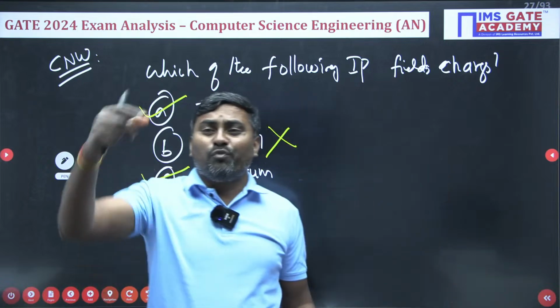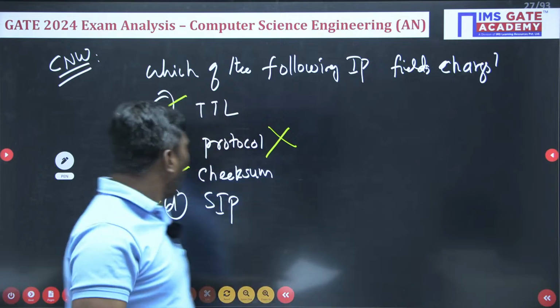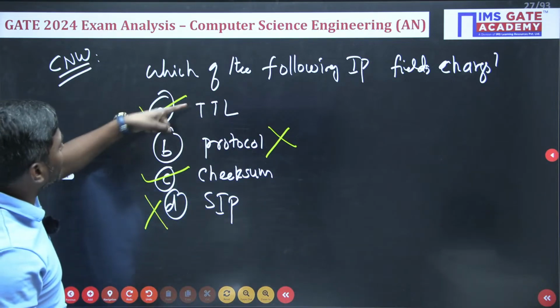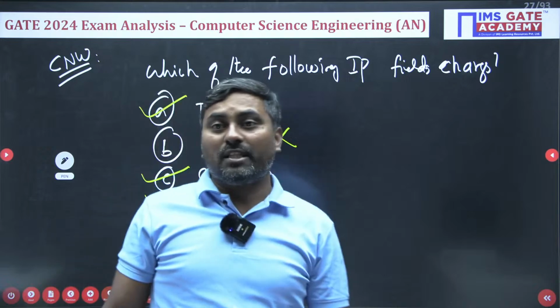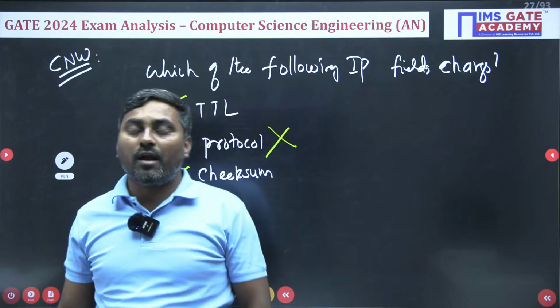So once you fill the source IP address and destination IP address, these are not going to be changed. The only fields which are going to be changed are TTL and checksum. So Sandeep is asking, sir, when will you start the classes for the GATE 2025 online batch?